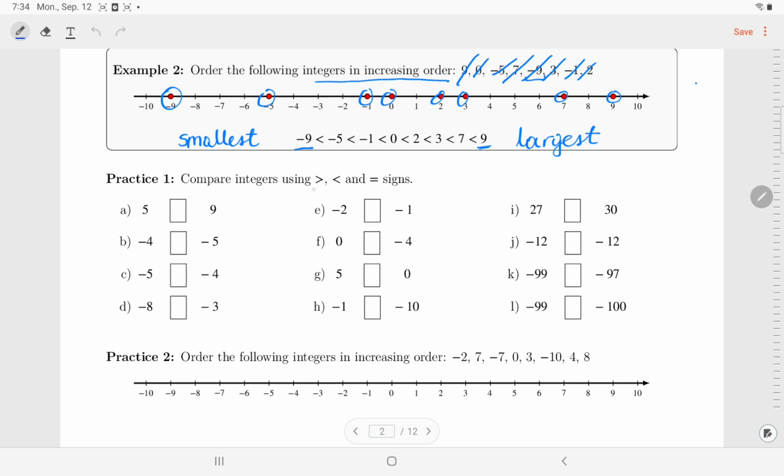Let's compare integers using signs greater than, less than, and equal. 5 is less than 9. And B, -4 is less negative than -5. So -4 is greater than -5. And C, -5 is more negative, so it's less than -4. Pause the video and complete practice 1. Then check your answers.